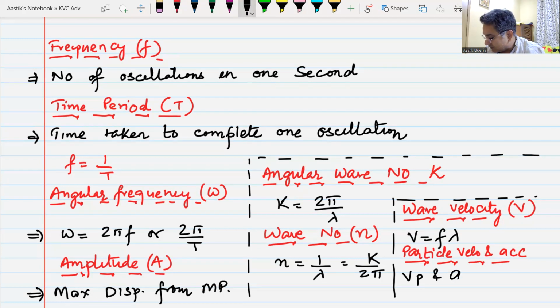So particle velocity and particle acceleration are nothing but the velocity and acceleration of individual particles, which continuously keep on changing because they are oscillating simple harmonically. But the speed of the wave does not change unless and until you change the medium or you change the source itself. Do we understand this?